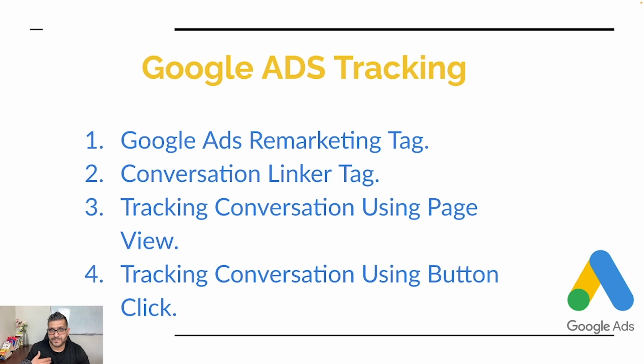The fourth one is tracking conversion using a button click. For example, if somebody is clicking on some sort of button, let's say the thank you page is not getting generated, you can track a button click as a conversion metric as well.